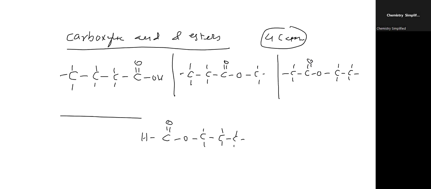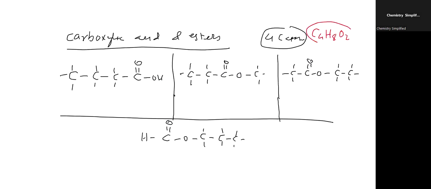Okay. Now, if you check, all the 4 compounds have the same molecular formula. All the 4 compounds have 4 carbons, 8 hydrogens, and 2 oxygens. Which means all of them are isomers. Now the naming. This one, because it is COOH, it's an acid, and there are 4 carbons in total here, so it's butanoic acid.